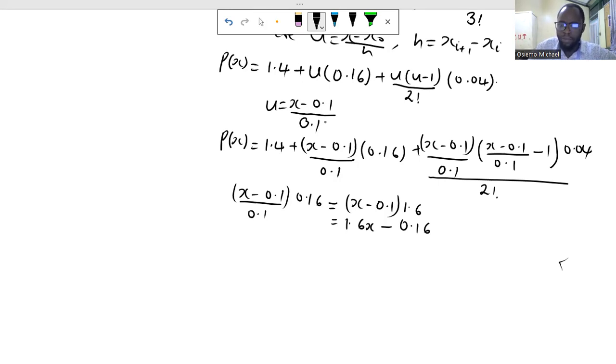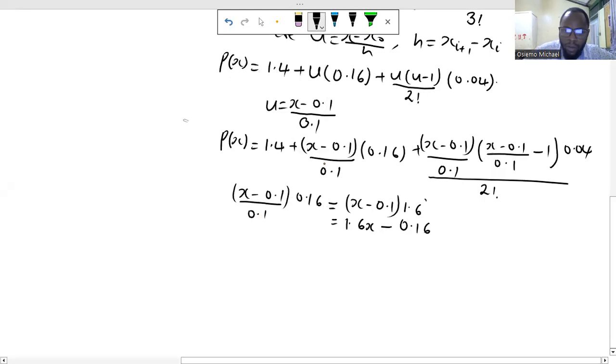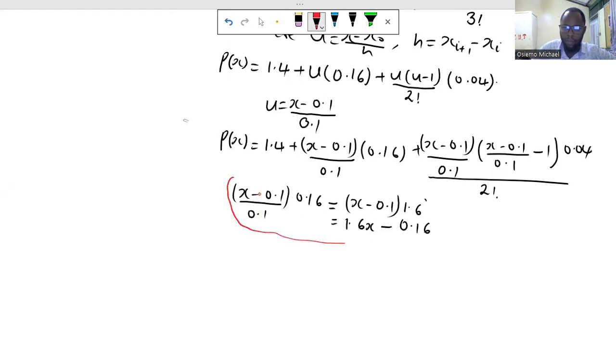Now, let us continue. So, this was the part that you have already simplified. If you can select this part, this is the part we have simplified for this function, this one here. We have that function there, like that.